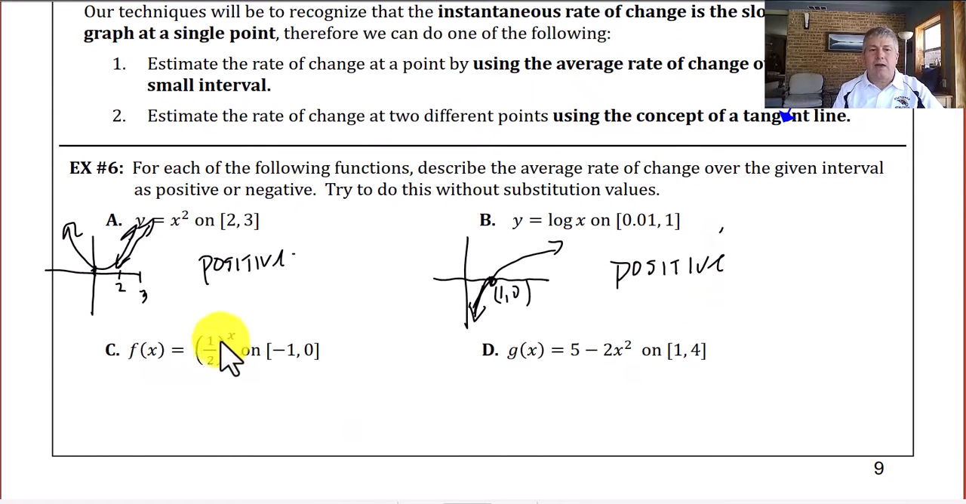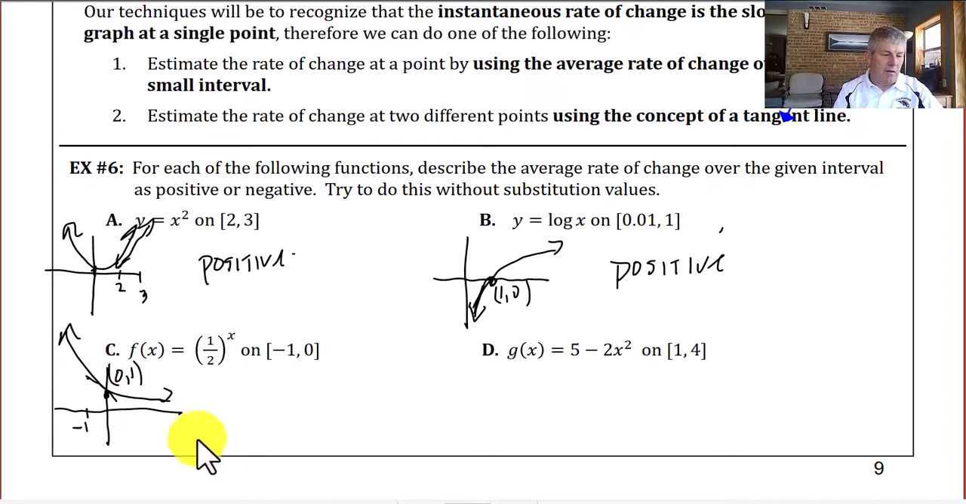In sample C, we have an exponential function, 1/2 raised to the x power. If we put 0 in for x, anything to the 0 power is 1. So that is going to be a graph that looks something like this, and it's going to pass through 0 on the x, 1 on the y. And what's happening between -1 and 0? So if -1 is here, we're wondering what's going on like right there. And that tangent line has a negative slope.